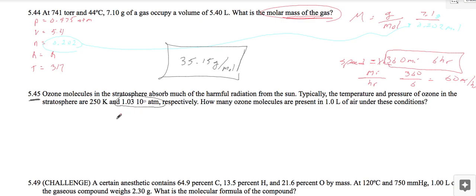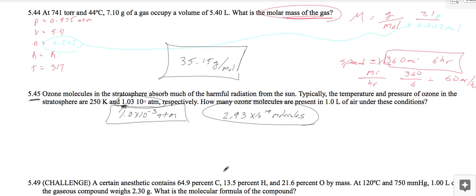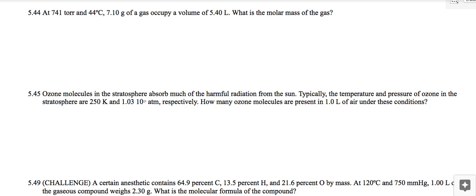So what this really is, and I'll spare the details, is 1.0 times 10 to the negative third atmospheres. So that is the value that goes there. Now you can do that problem and get an answer that makes sense, which is going to be, by the way, 2.93 times 10 to the 19th molecules. And I am extremely hopeful that you're going to be able to do that problem without my help. Now the challenge.